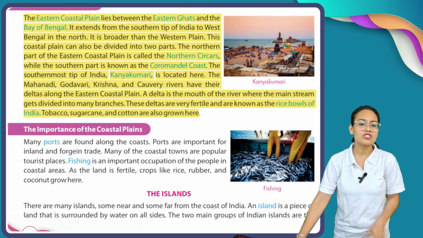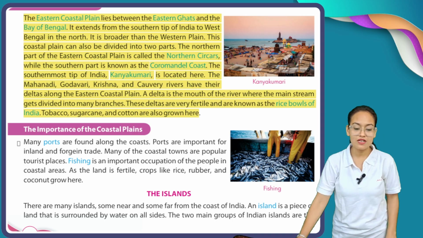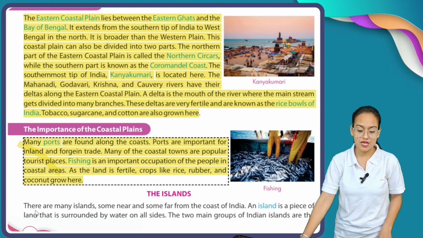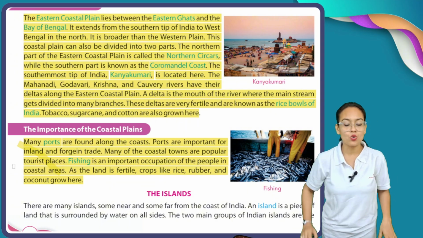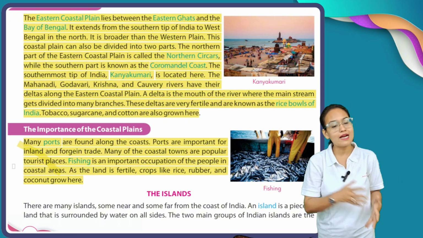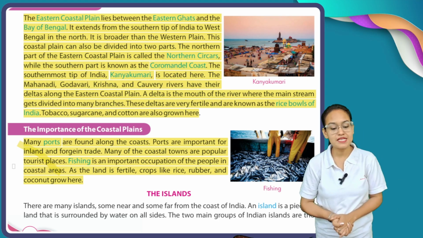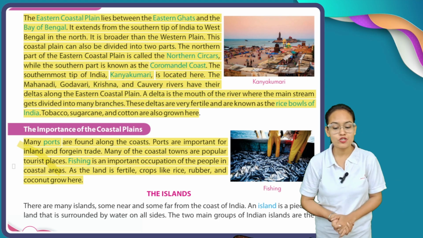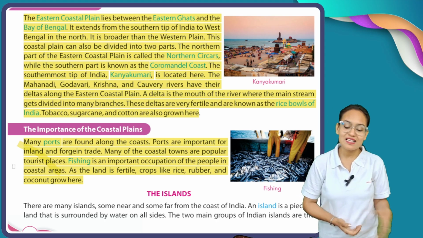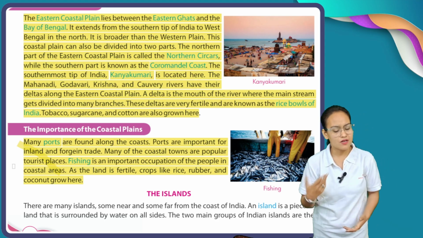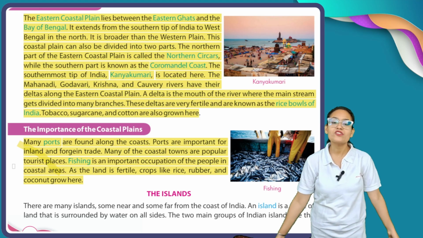Now, why are coastal plains important? Let's have a look. Many ports are found along the coast. Ports are important for inland and foreign trade. Many of the coastal towns are popular tourist places. Fishing is an important occupation of the people in coastal areas. As the land is fertile, crops like rice, rubber and coconut grow here.